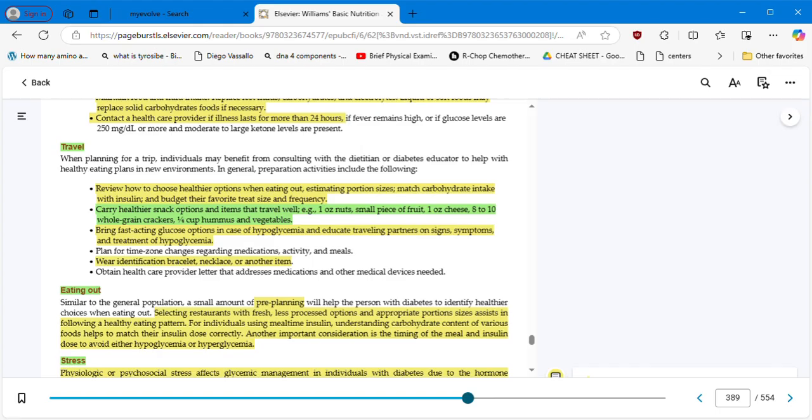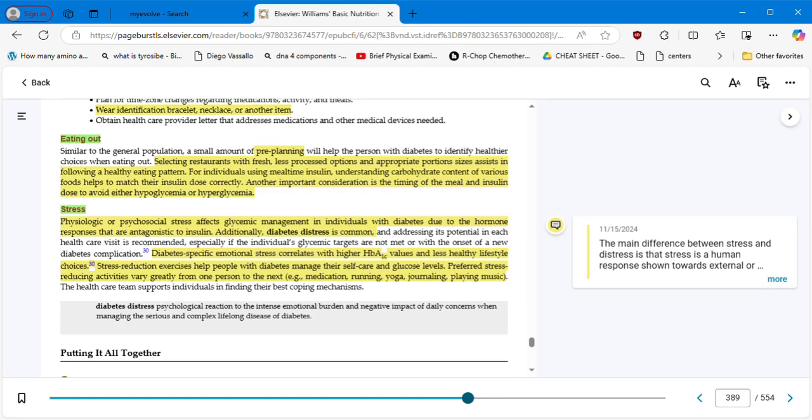In terms of eating out, prep planning is the key. Selecting restaurants with fresh, less processed options and appropriate portion size assists in following a healthy eating pattern. Remember that it's all about portions, instead of receiving a diet from a nutritionist that you cannot follow if you're traveling, if you are working. So it's all about patient education, constant patient education.